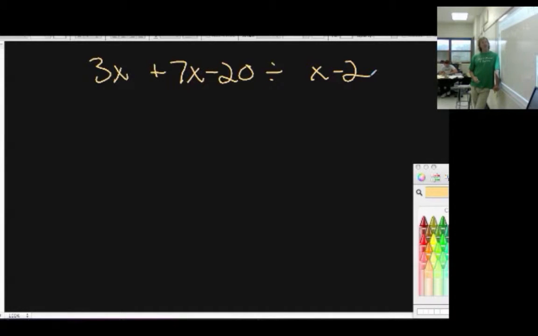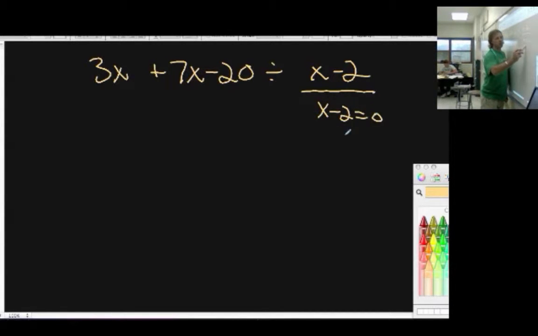So the easiest way, instead of going through all that long division, is to look at this and solve. If x minus 2 equals 0, what would x equal? 2. Now take that 2 and replace both of these x's with it, and that'll give you the remainder. That's called the remainder theorem.